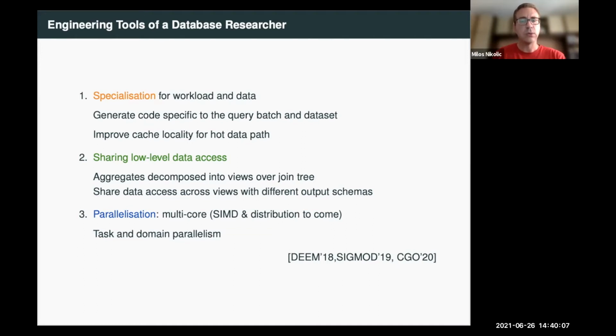The second aspect we looked into would be sharing low-level data access, in particular access to each relation. If you have a high workload of aggregates, we would like all of them to share just one pass over large relations. And also parallelization. Here we mostly looked at multi-core parallelization and considered both task and domain parallelism.